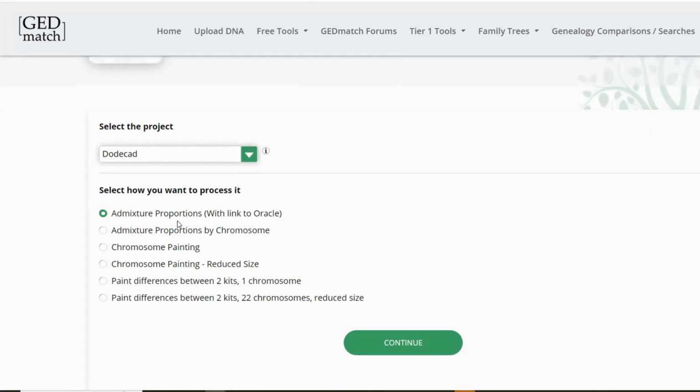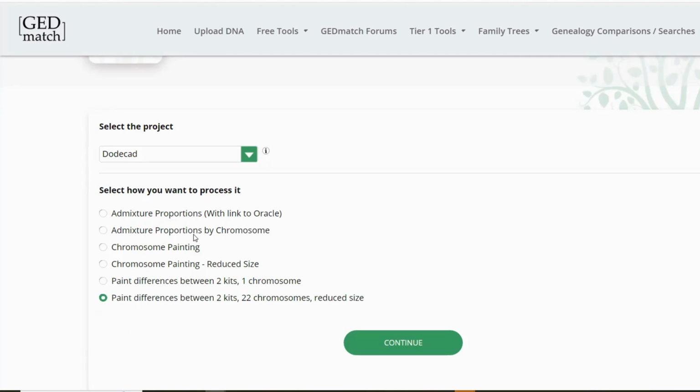So now you want to look only for yours, do that one. Admixture portions with link to Oracle. I don't know, just one. Any of these, your number. Oh no, I want to compare me with you. Okay, so let's do comparison: paint difference between two kits, chromosomes. Go down one more, with all the chromosomes.